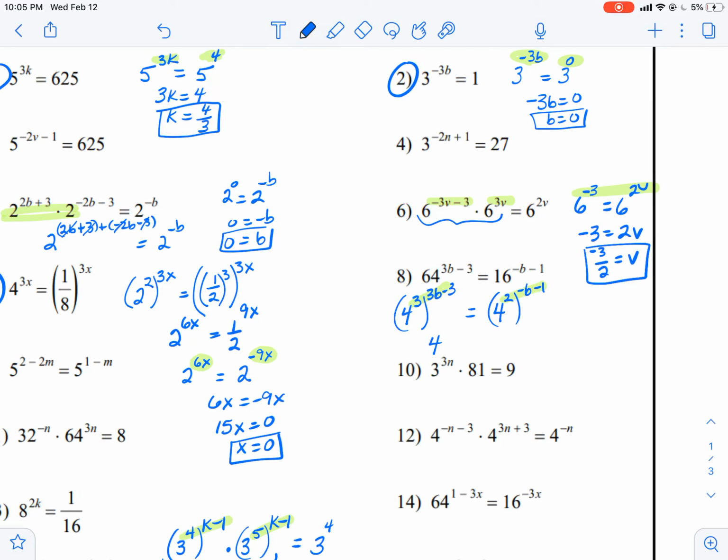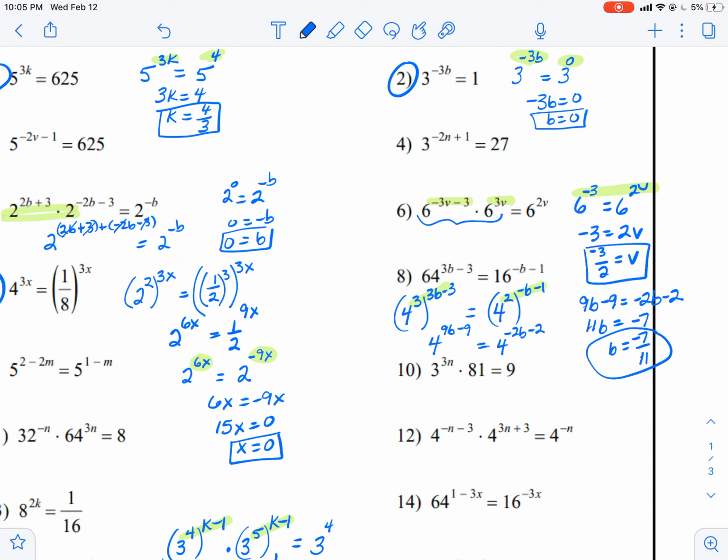So I'm going to get 4 to the 9b minus 9 equals 4 to the negative 2b minus 2. Now the bases are the same, and so I can just write my equation. 9b minus 9 equals a negative 2b minus 2. And go ahead and solve it. So that would be 11b equals negative 7. So b equals a negative 7/11.